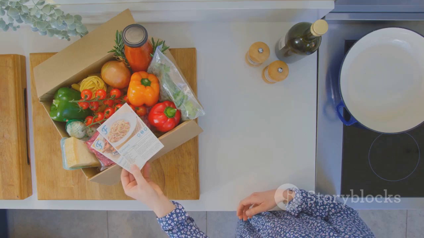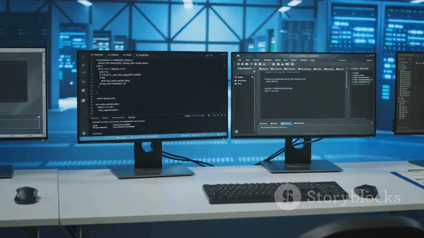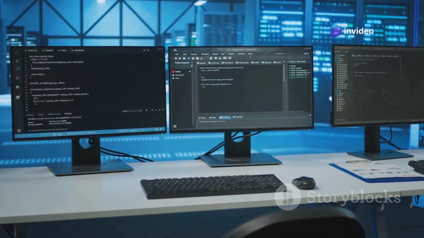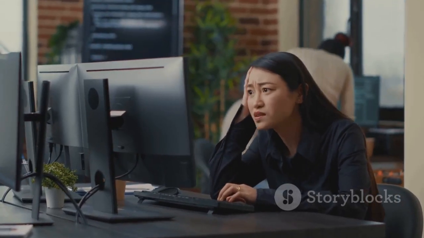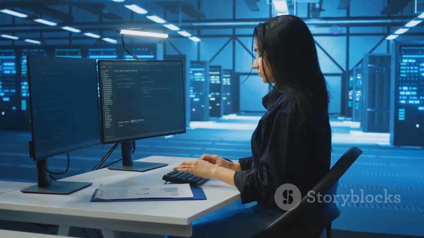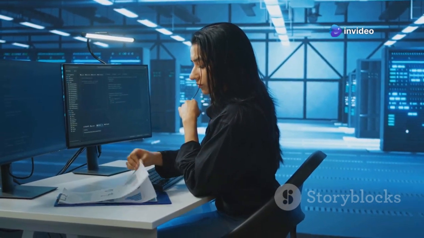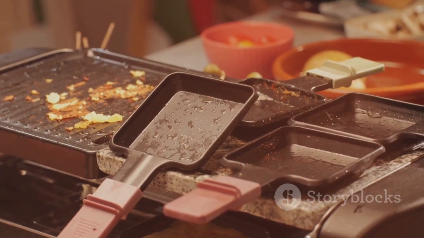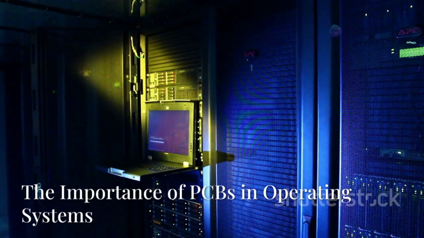Imagine the PCB as a chef's recipe card, holding all the essential information about a particular dish. Similarly, the PCB serves as a container for all the vital data associated with a process. Whenever a process is created, the operating system creates a corresponding PCB to keep track of it. This information is crucial for the operating system to manage processes effectively, allocate resources efficiently, and ensure the smooth execution of programs. Without PCBs, our computers would be like kitchens in chaos, with dishes half-cooked and orders lost in the confusion.